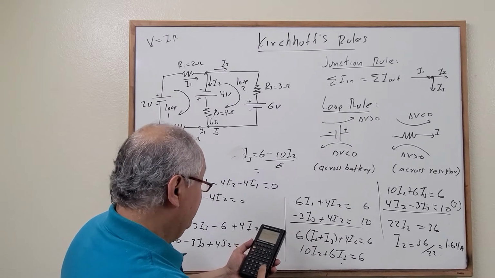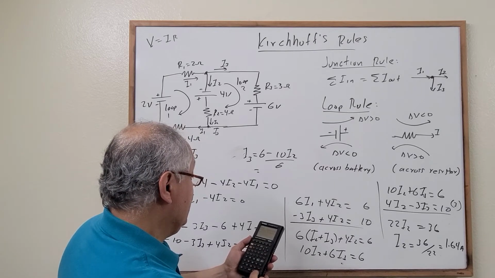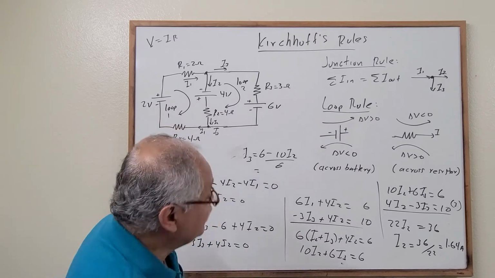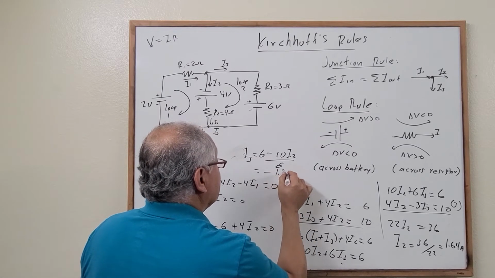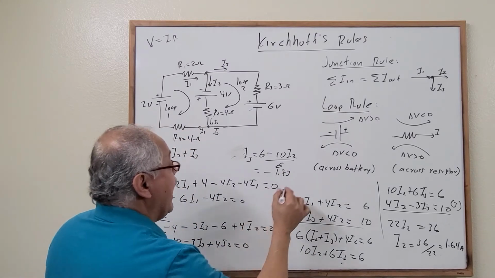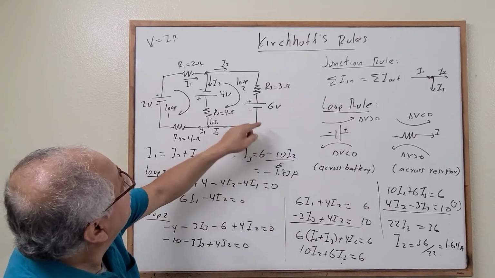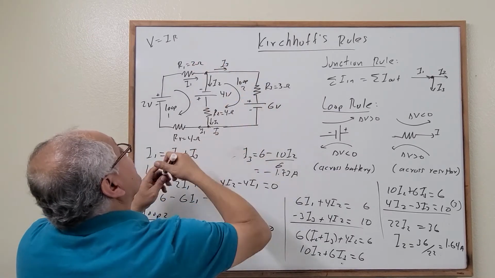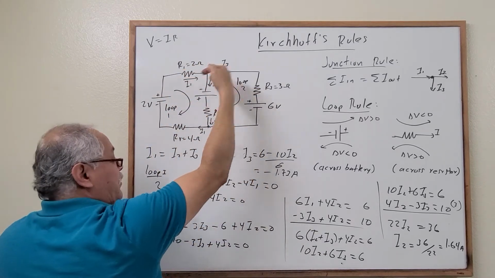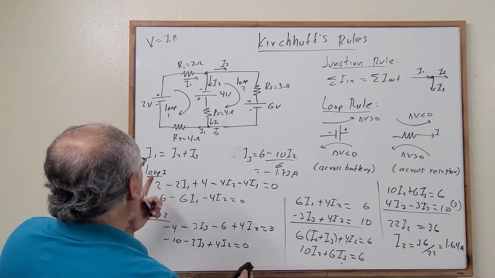Okay, divided by 6. Okay, perfect. Equals negative 1.73. Negative 1.73 amps, correct? It means this current is in this direction, right? We guessed one way, but from the calculation it's going to be the opposite. Perfect. Now let's continue. What about current 1?